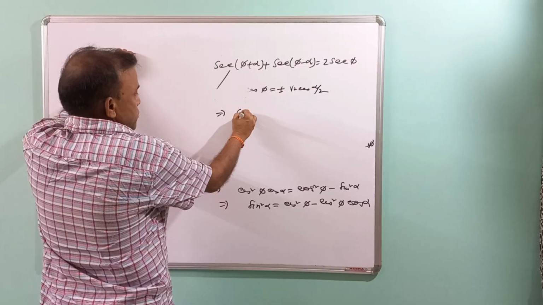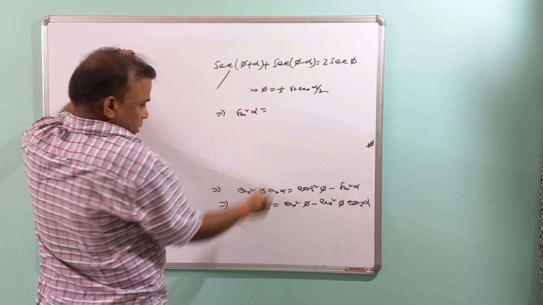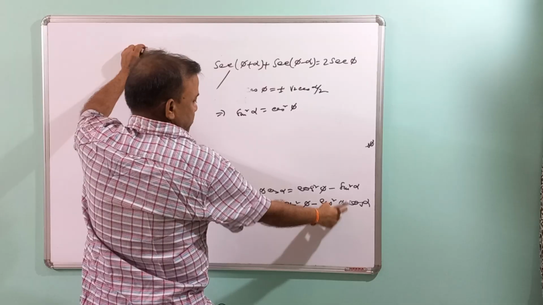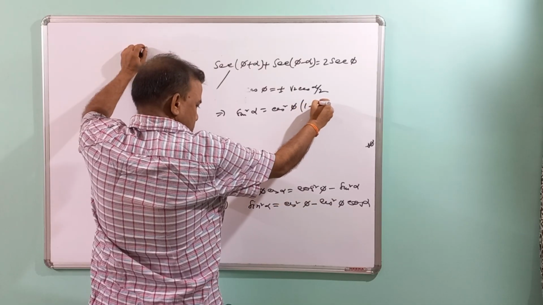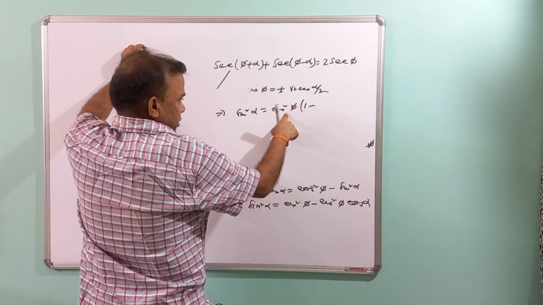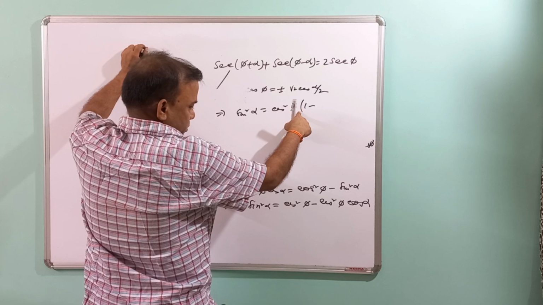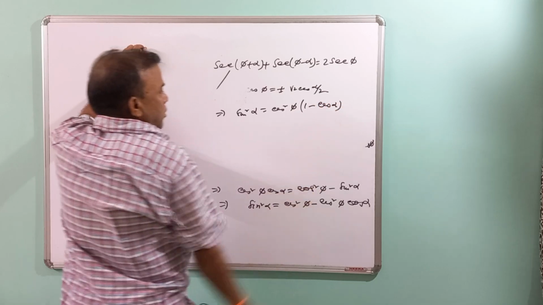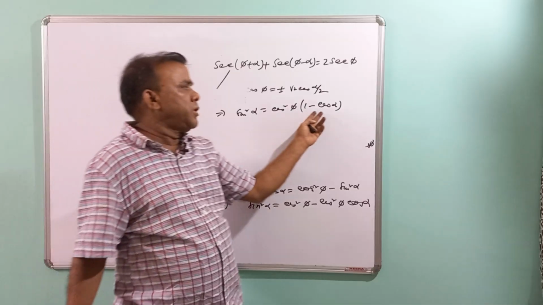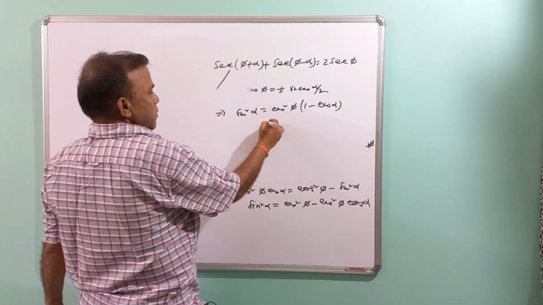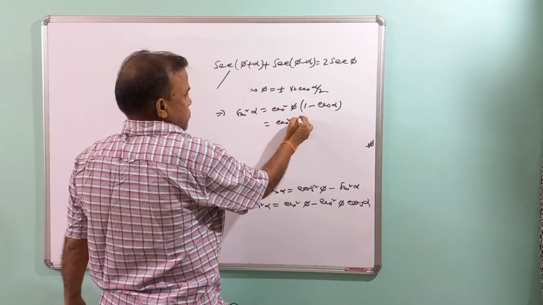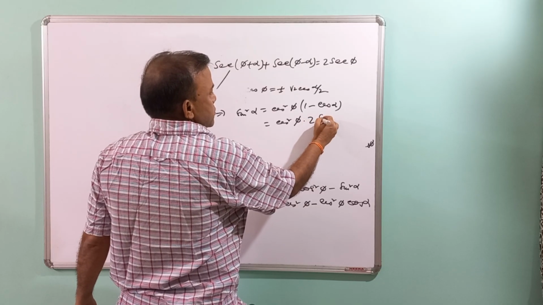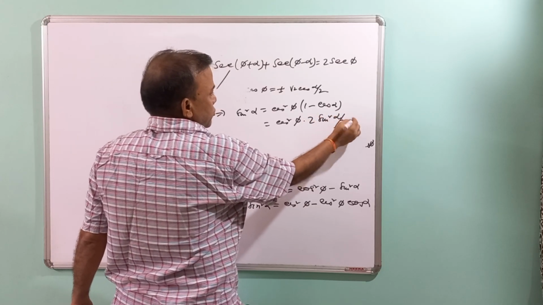Therefore, sin square alpha equals, taking cos square phi as common from these two, cos square phi into bracket open 1 minus cos alpha. The submultiple formula of 1 minus cos alpha is 2 sin square alpha by 2. Okay.